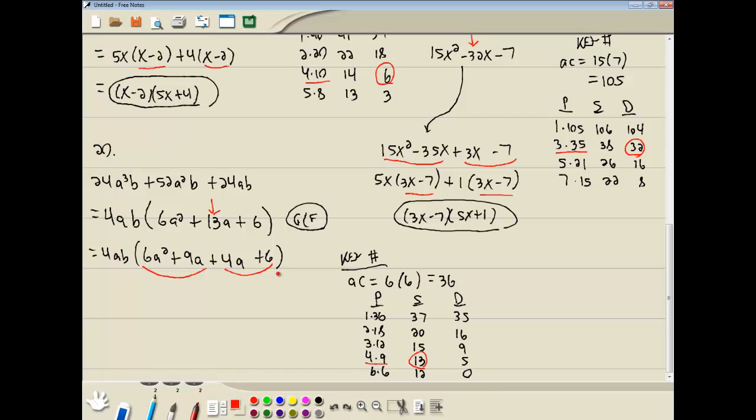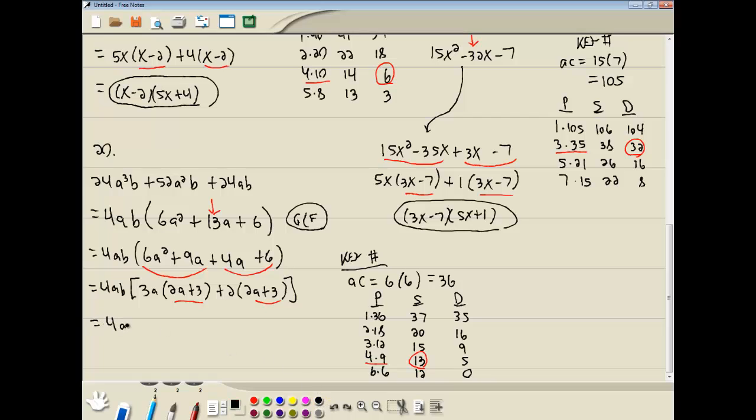And then I want to factor by grouping. 4ab just comes down. I'll put a bracket here to separate it from the parentheses. Look at the GCF of the first group, which is 3a, and that gives us 2a plus 3. GCF of the second group, they both have a 2 in common, and that gives us 2a plus 3. Now our goal was to get these parentheses the same, which they are.